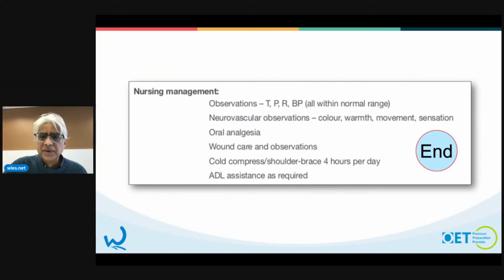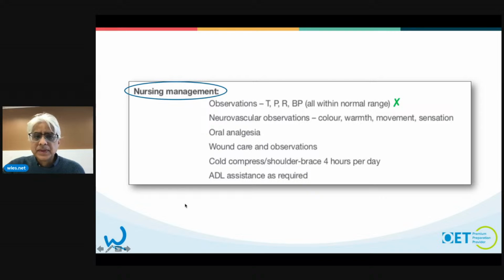Okay, let's see how that was. Nursing management. Again, looking at the sample answer. Observations: everything was within range, nothing really worth mentioning here. You might mention the last point, assistance as required, but ADLs, I think that was in the discharge plan, so that would be worth mentioning. We'll have a look at the discharge plan next.